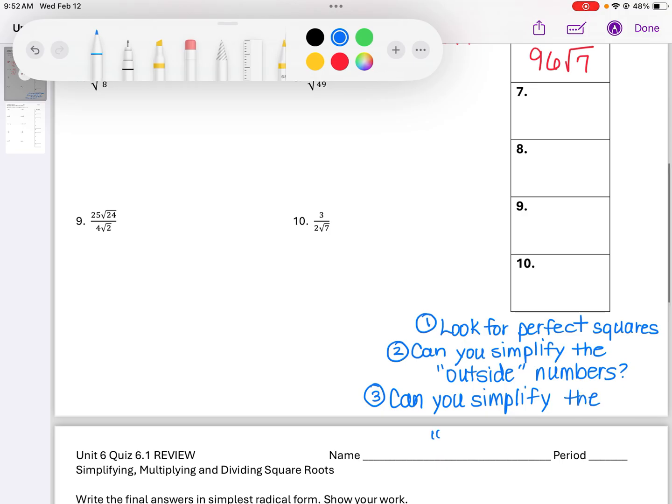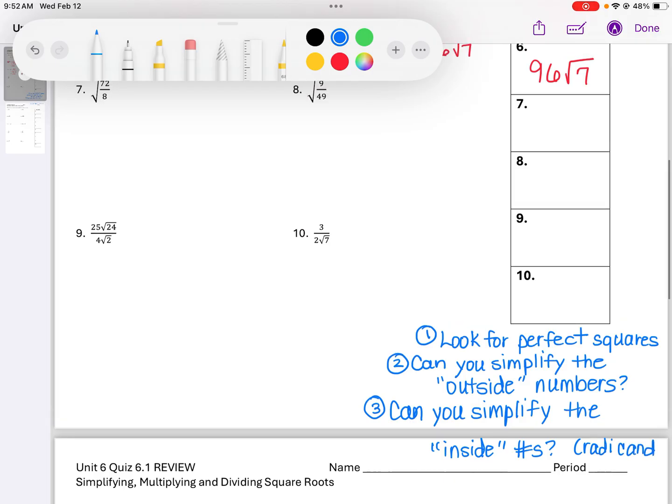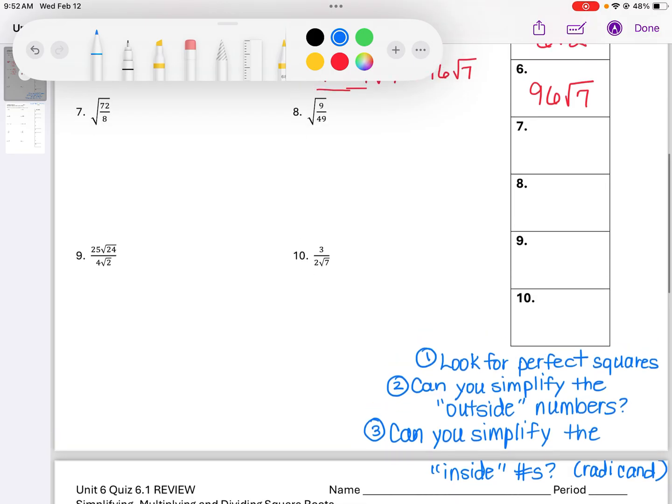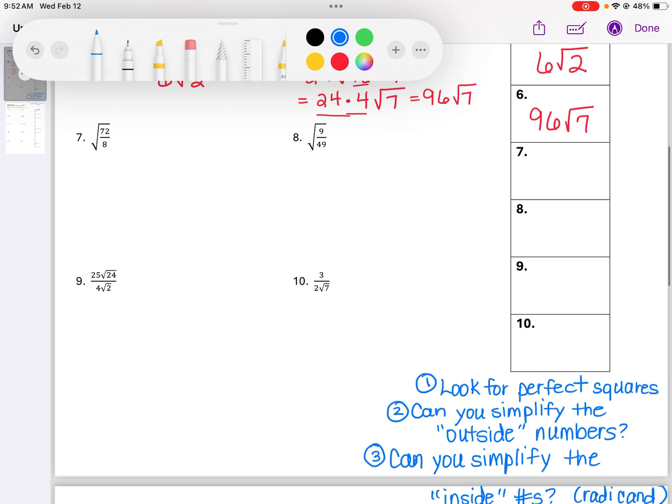And the inside numbers, I've got to jump down here. The inside numbers, I'm going to put numbers like that. That's the radicand. Remember, the number under the radical. We've been calling them inside numbers because y'all know what I'm talking about. All right, so let's use these steps. Kind of keep that right there. Let's use these steps as we do these problems.